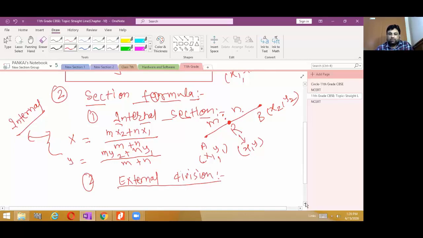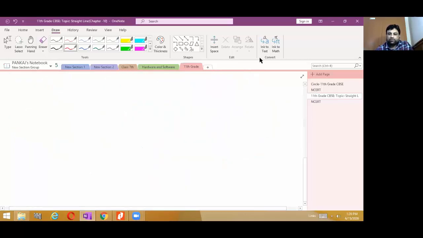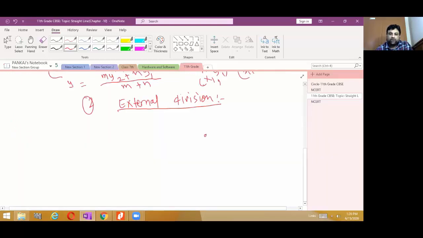So here you can see in the external division formula, suppose any point R. This is a point A and this is a point B. Coordinates of points A and B are x1, y1 and x2, y2. Clear? Any point R here, suppose having coordinates x, y, divides AB in the ratio m:n.